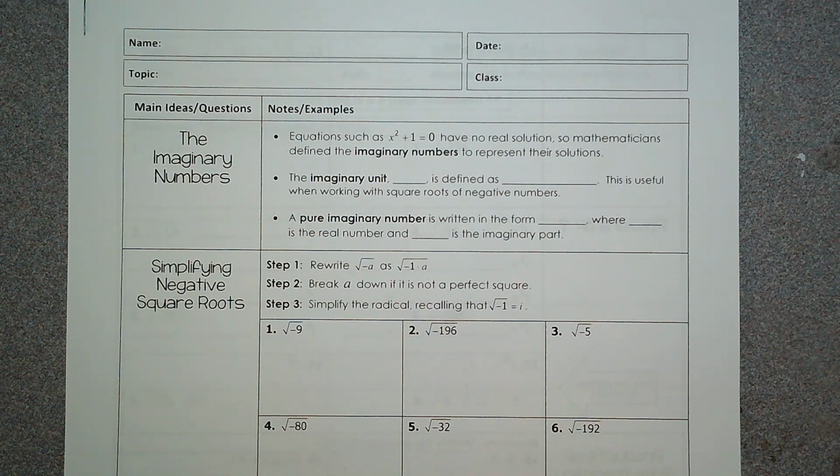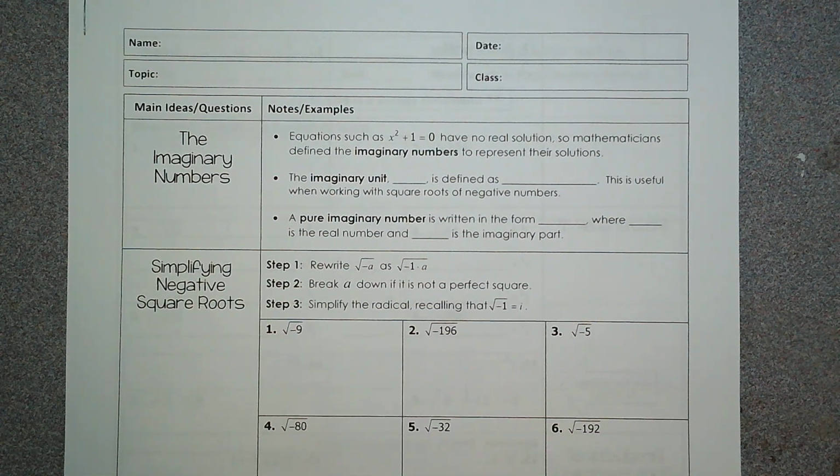Next week, we're going to talk about the quadratic formula, which is our 5th and final way to solve a quadratic. But in order to use the quadratic formula successfully, we need to know about imaginary numbers and complex numbers. So, an imaginary number was defined by mathematicians so that we can take the square root of a negative number. Equations such as x squared plus 1 equals 0 have no real solution. So mathematicians define the imaginary numbers to represent their solutions.